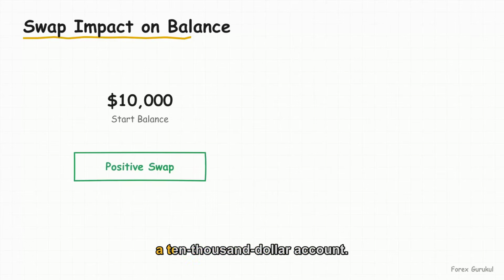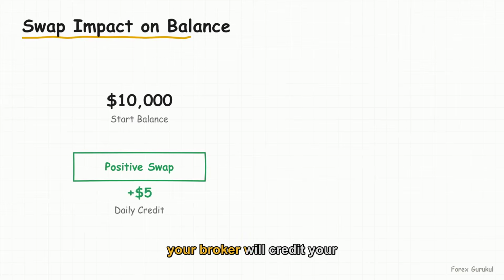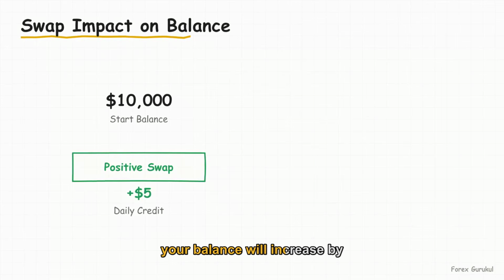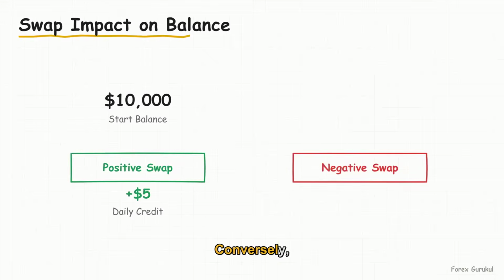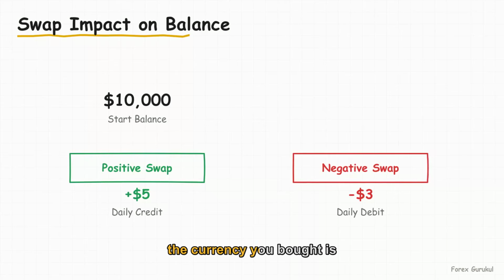Let's say you start with a $10,000 account. If you're in a positive swap position, meaning the interest rate on the currency you bought is higher than the one you sold, your broker will credit your account. So for example, if you earned $5 in positive swap, your balance will increase by $5 overnight, even if the market price of your trade hasn't moved a single pip. Conversely, if your position incurs a negative swap, where the interest rate on the currency you bought is lower, your balance will be debited.